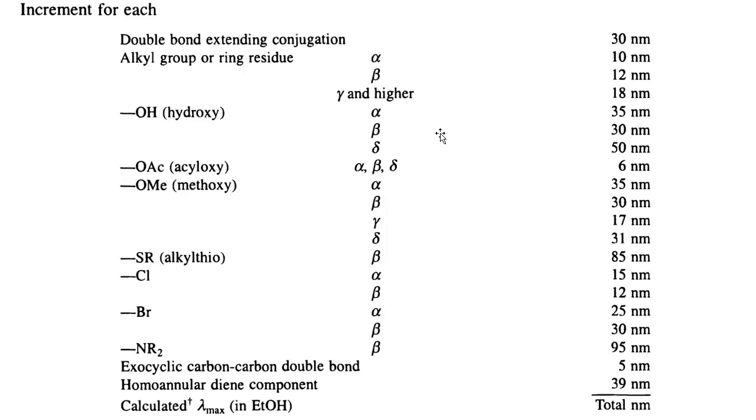Then if we look at the increment for each double bond extending conjugation, that is 30 nanometer. For an alkyl group or ring residue at the alpha position, it will be 10 nanometer. For a beta alkyl group or ring residue, it will be 12 nanometer. If an alkyl group or ring residue is at the gamma and higher position, it will be 18 nanometer to be added as increment.